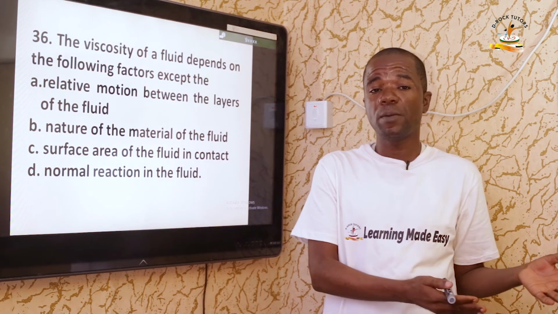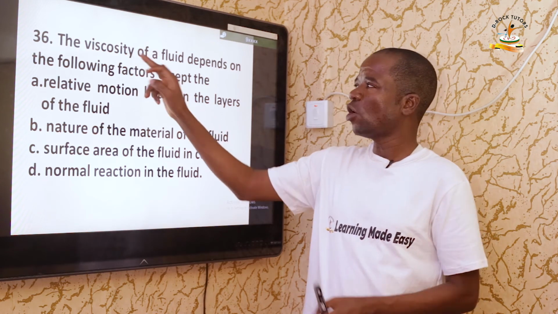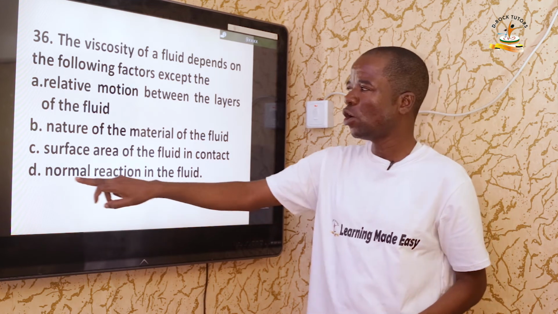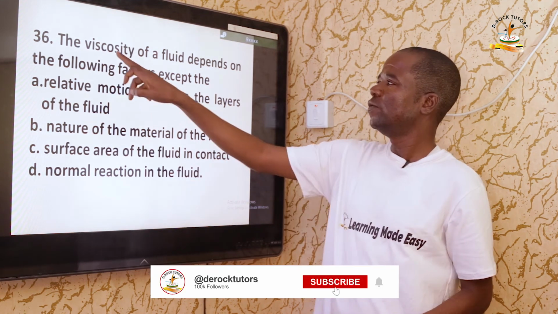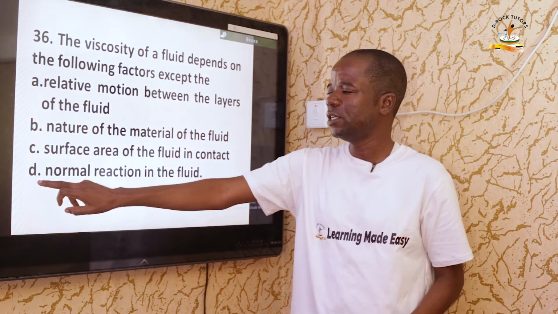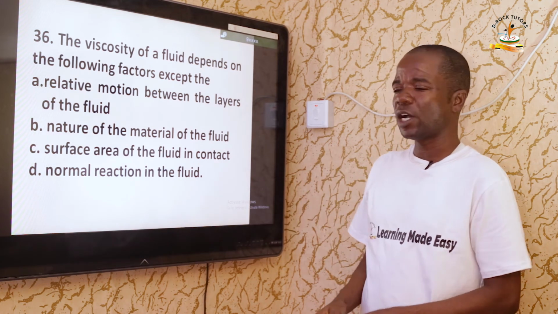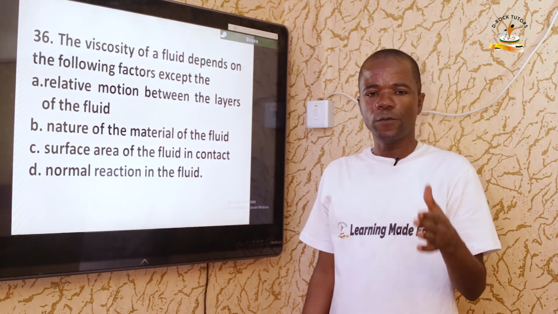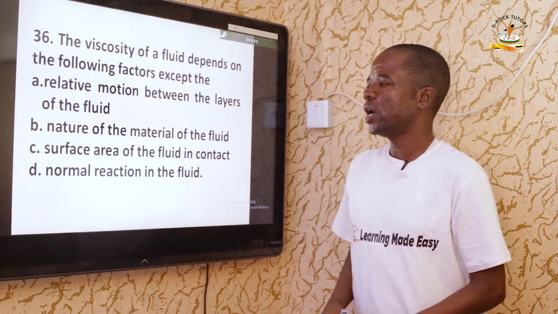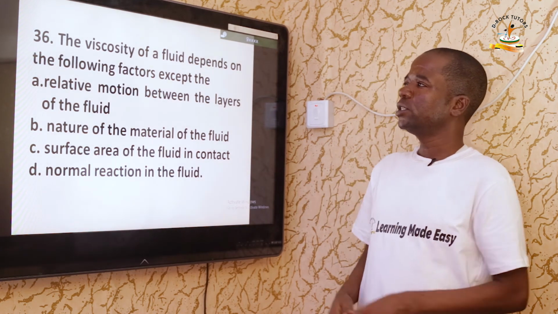A fluid can either be a gas or a liquid. So viscosity of a fluid is independent. It does not depend on the normal reaction. So the viscosity of a fluid depends on the following factors except, the correct answer is D, normal reaction. Don't forget, solid friction, on the other hand, does depend on the normal reaction. The correct answer, once again, for number 36 is D. Let's go to number 37.